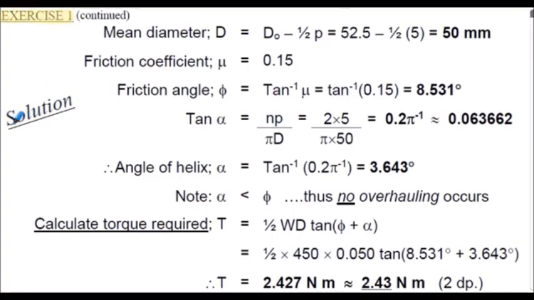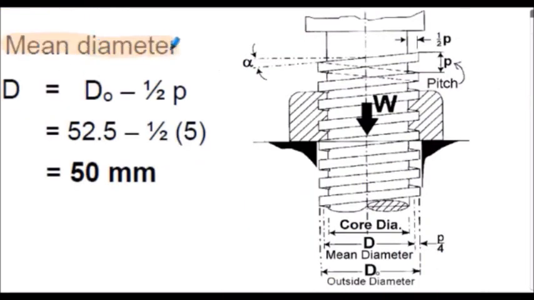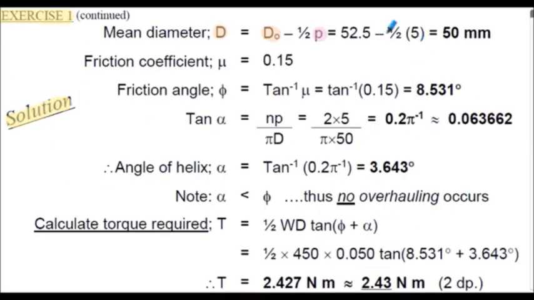Exercise 1, solution continued. Now here's the calculation for the mean diameter D. It's the outside diameter minus half of the pitch. Here's the mean diameter calculation, a little more detail. So the mean diameter D is the outside diameter minus half the pitch. Note this is P upon 4 shown here and P upon 4 shown here. So outside diameter minus half the pitch evaluates to 50 millimeters in this case. So inserting the values, the mean diameter is 50 millimeters.